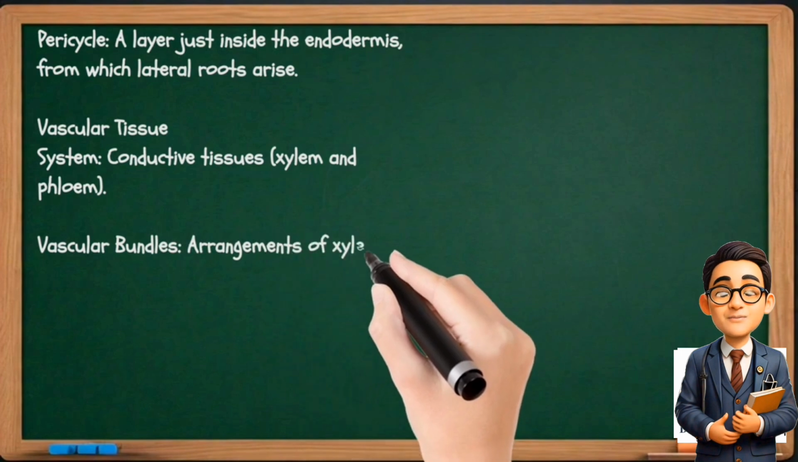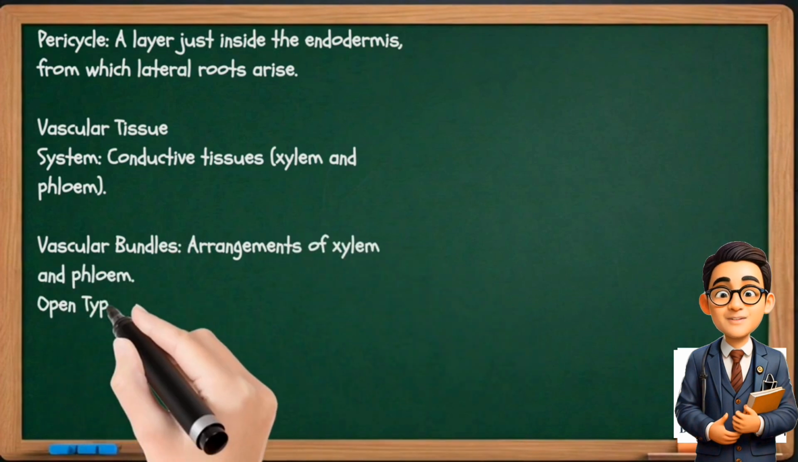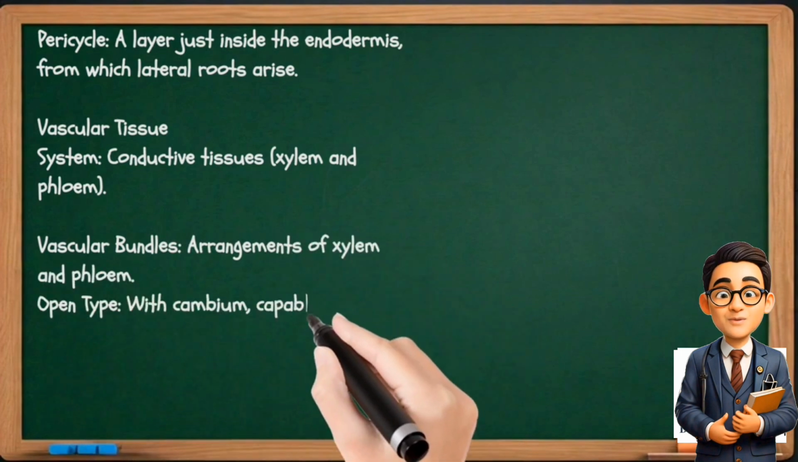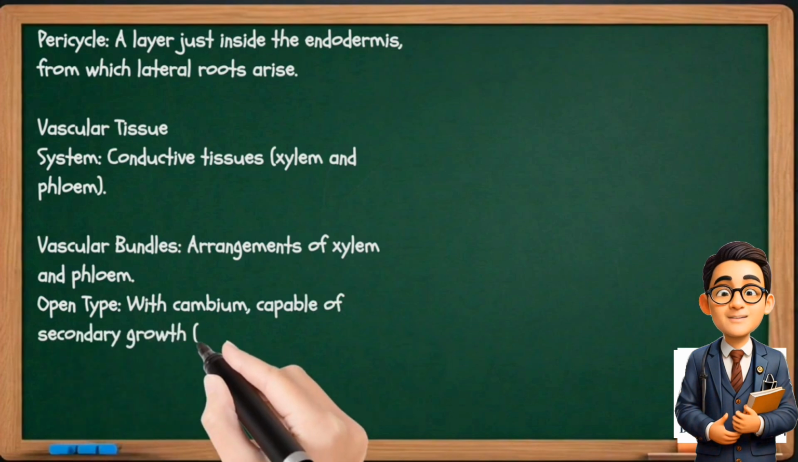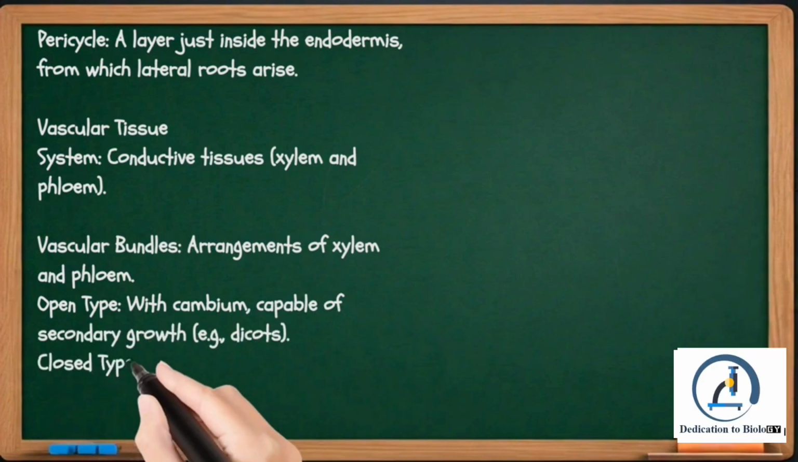Open type, with cambium, capable of secondary growth, example, dicots. Closed type, without cambium, no secondary growth, example, monocots.